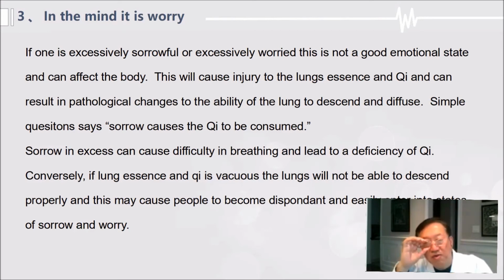Simple Questions says sorrow causes the qi to be consumed. Sorrow and excess can cause difficulty in breathing and lead to a deficiency of qi. Conversely, if lung essence and qi is vacuous, the lungs will not be able to descend properly, and this may cause people to become despondent and easily enter into states of sorrow and worry.